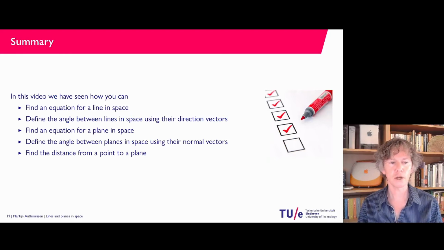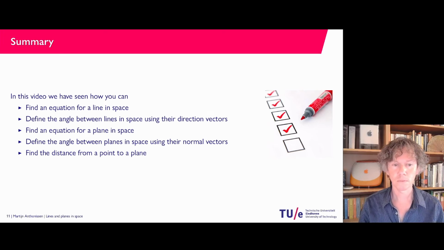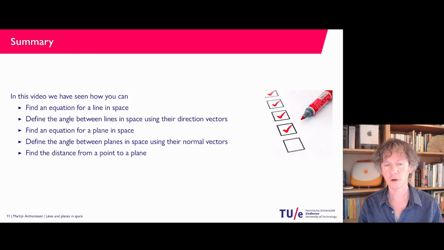So what we have seen is how you can give an equation for a line in space, basically by providing a point that is on the line plus a direction vector. We have seen that if you take 2 lines in space and they intersect, that you can compute their angle by using the direction vectors of the lines. We have looked at planes, and also if planes intersect, how you can compute the angle, and we have studied how you can compute the distance from a point to a plane. That's it for this video, and I'll happily see you in the next one.